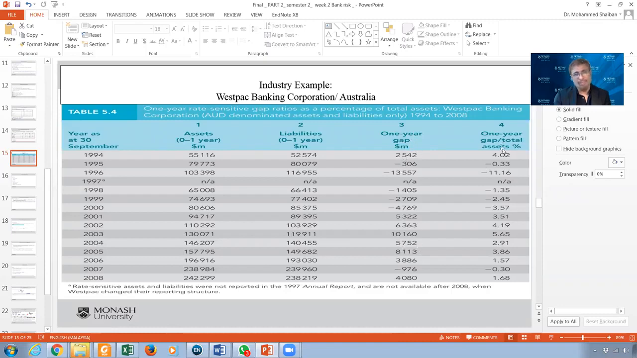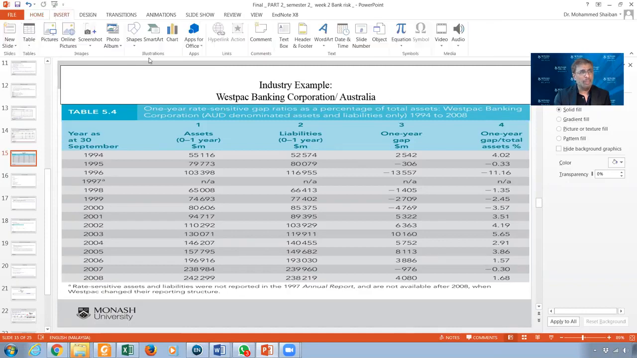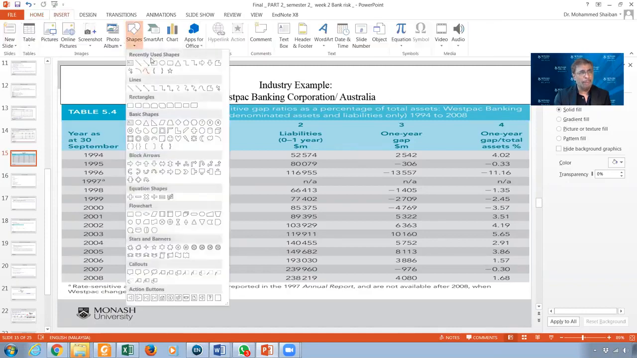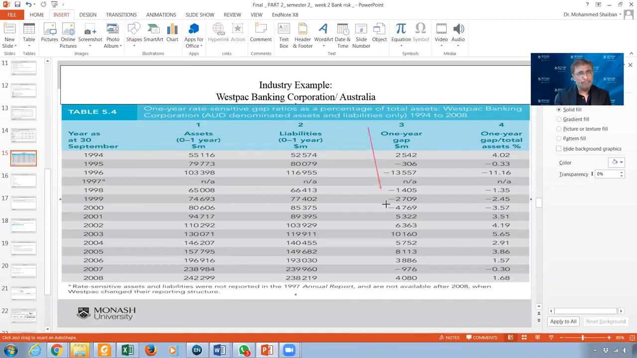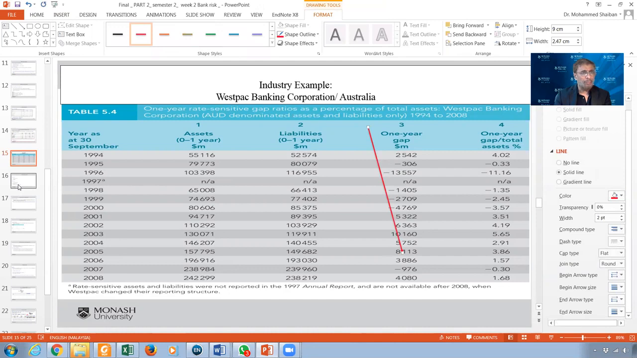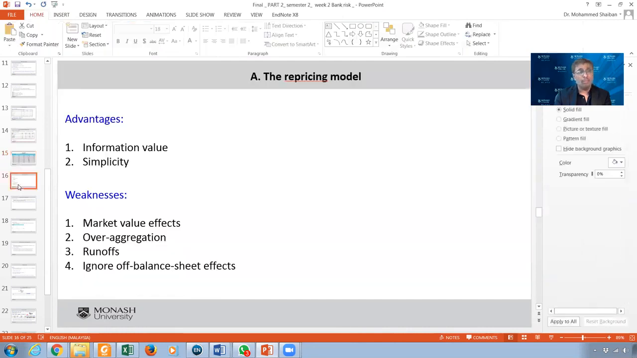And then you don't have to worry about this column. They calculate the gap over the total assets, which you can do. Banks use this as a type of indicator, but actually we are only interested in this area. Okay. It looks like we are done with the repricing model.